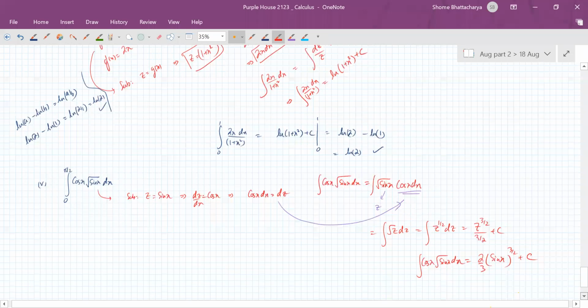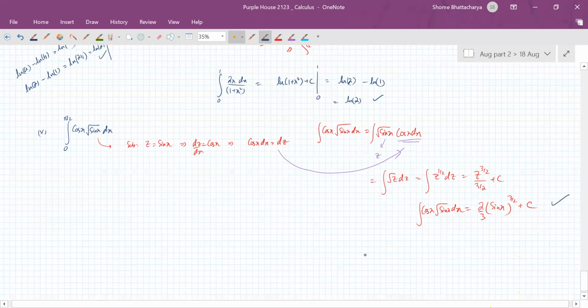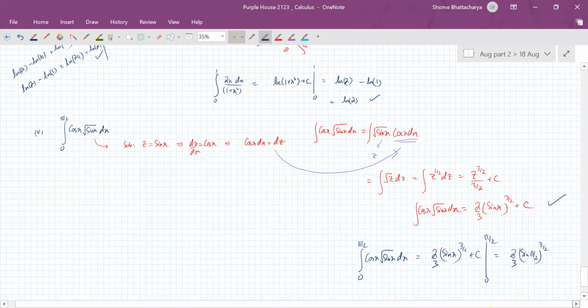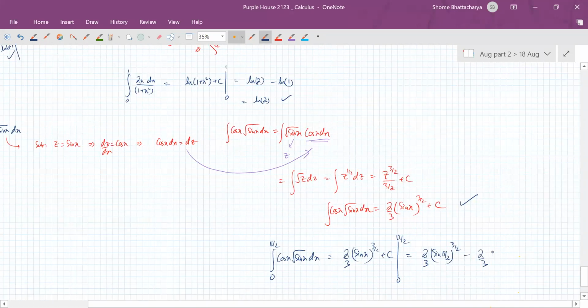Now again, you have to just put the limits on this. So 0 to pi by 2 of that same integration is 2 by 3 sin x whole to the power 3 by 2. On that you put the limits. So the upper limit becomes 2 by 3 sin pi by 2, which is 1 to the power 3 by 2, minus the lower limit, 2 by 3 sin 0, and sin 0 is 0. So this just becomes 2 by 3 minus 0. So the answer becomes 2 by 3. So that's the final answer.